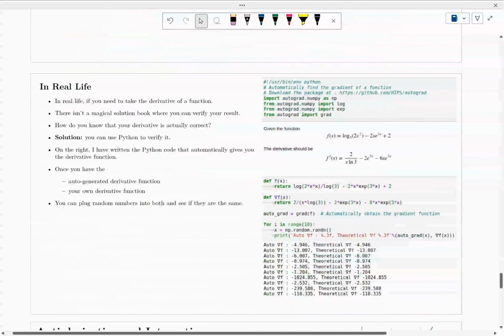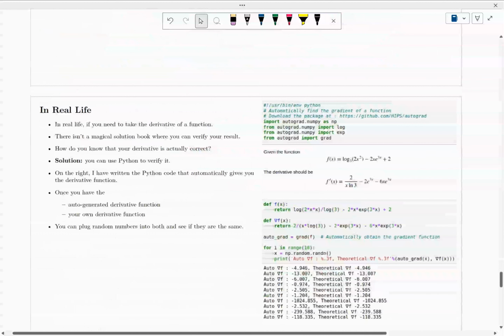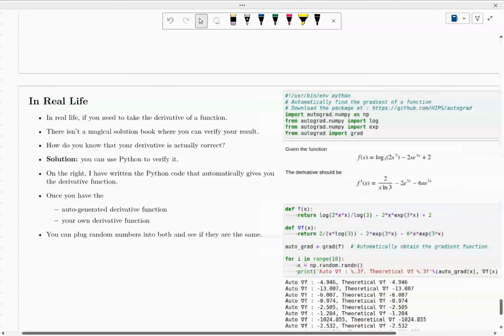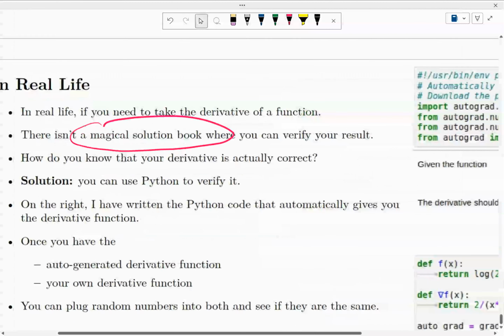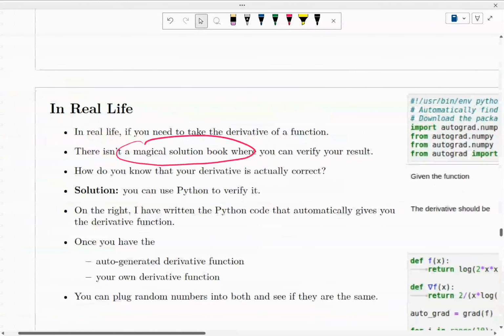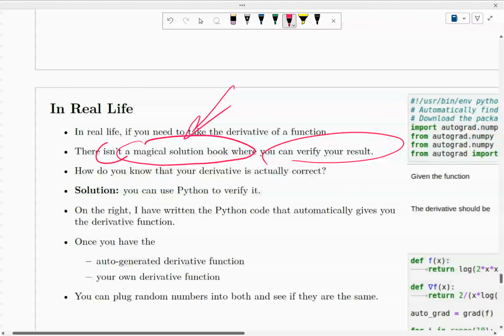Of course, knowing how to take a derivative is important. However, in real life, when you work, there isn't a magic solution book, right? If your boss says, find a derivative function for this particular thing, that means nobody's done it. They want you to do it. And when you take the derivative and get a function, how do you know that you're right? Because there isn't a magical solution book out there.